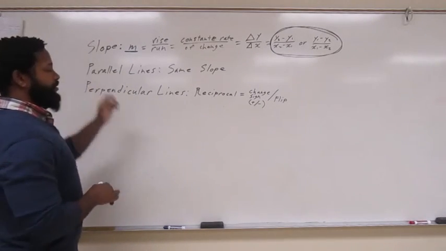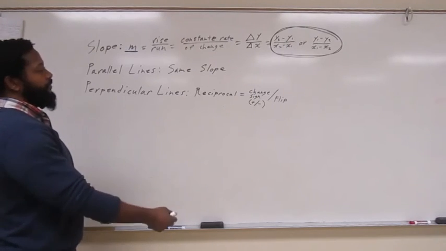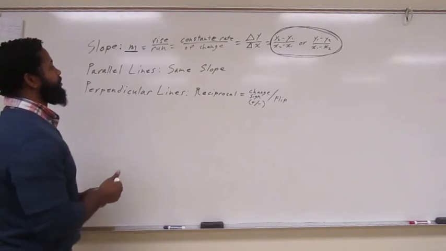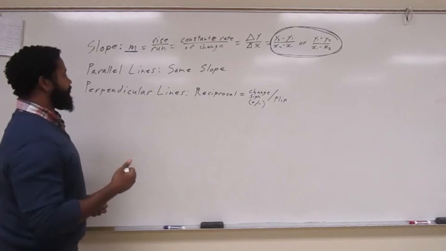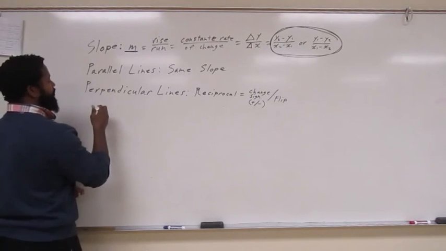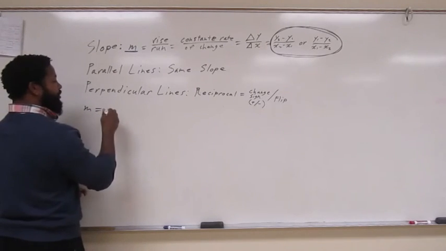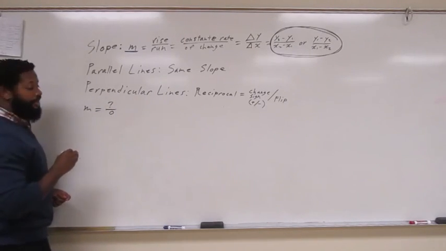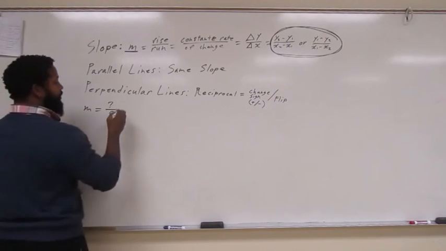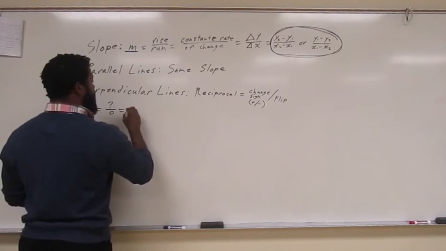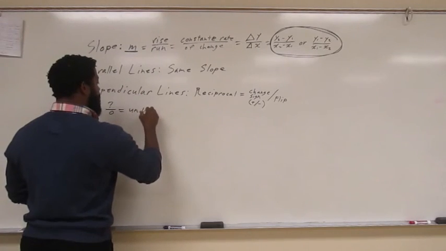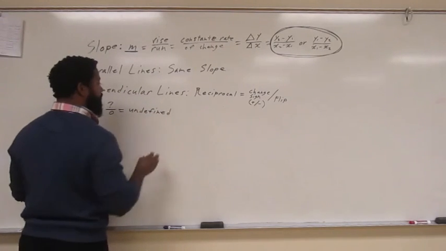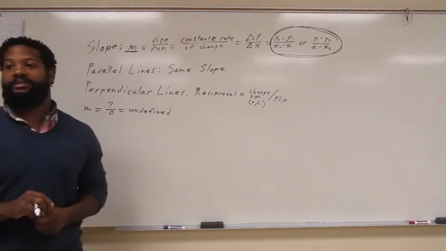But let's discuss zeros and undefineds, okay? First things first, slope. When your slope, which is m, is equal to whatever number over 0, therefore, it is undefined.